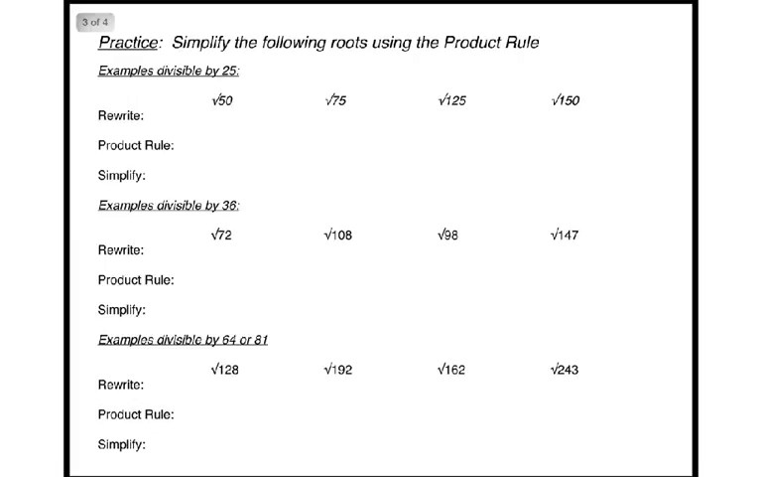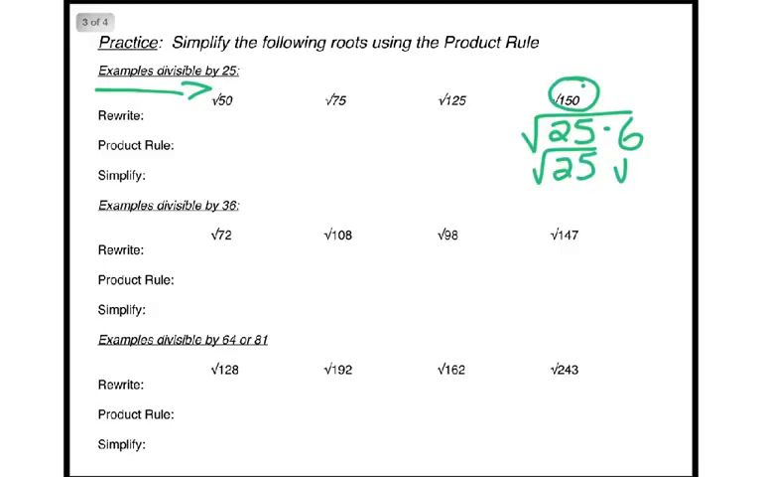Notice that each of these problems you can rewrite the number as divisible by 25, such as root 150. Root 150 I can actually rewrite as root 25 times 6. So then I can break apart the root as root 25 times root 6, and root 25 is 5, and the root 6 just stays there, so my simplified expression is 5 root 6.